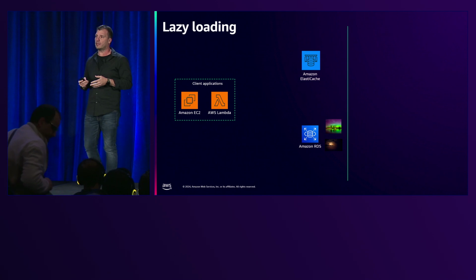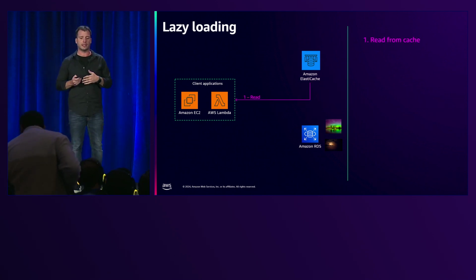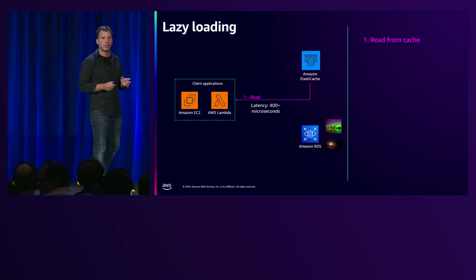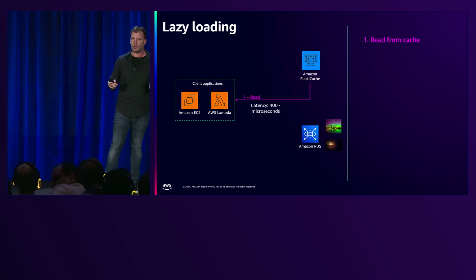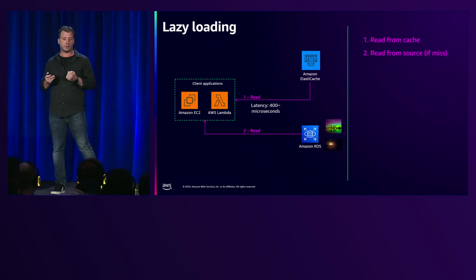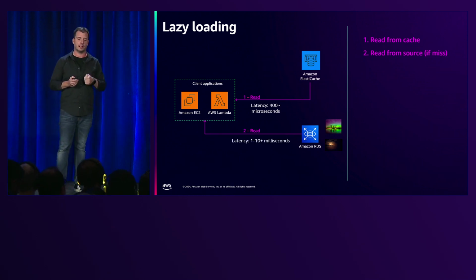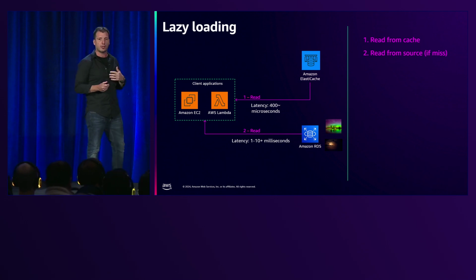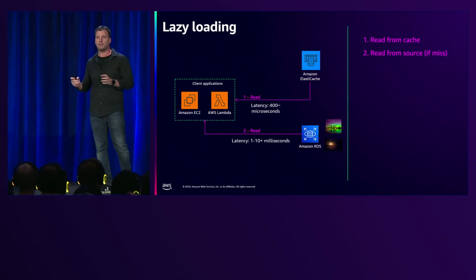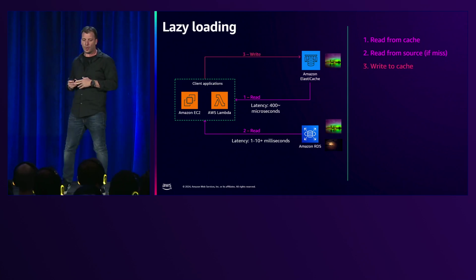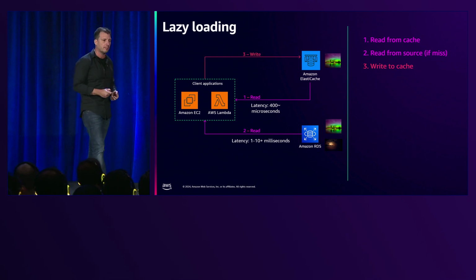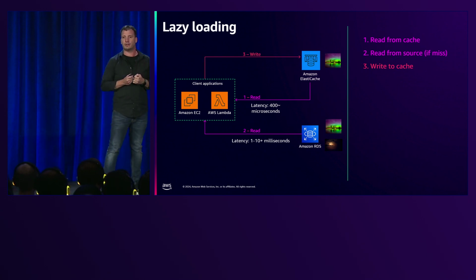Let's start with the first one. It's called lazy loading. It's very simple. The idea goes like this. First, we're reading the data from the cache. If the item is in the cache, we are all good. Probably we finish the query with a microseconds response time. If the item is not in the cache, we need to read it from the source. In our example, it's RDS. In that case, it depends on the complexity of the query. We might end up with between 1 to 10 plus milliseconds. Once we retrieve the item, we can now update the item into the cache, so for the next time, it will be there when we need it.